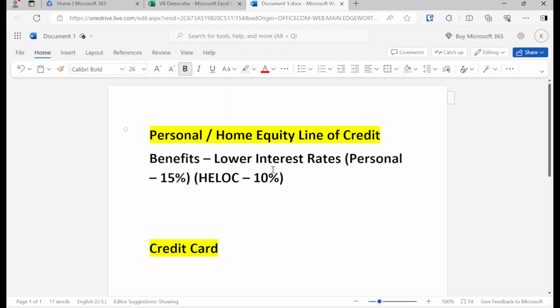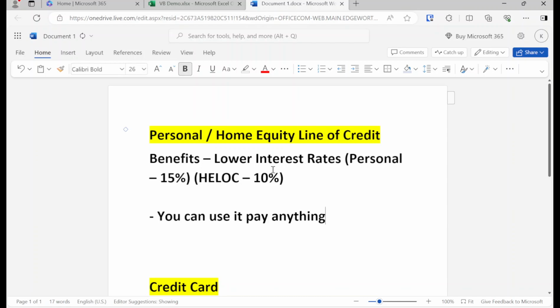So that's pretty much one of the biggest benefits. And what's an additional big benefit of having a personal or home equity line of credit? The next benefit is that you can use it to pay anything. You can use it to pay loans, and you can use it to pay the minimum payment of the home equity line of credit itself. So let's say I borrow $1,000 from one of these two lines of credit, and the minimum payment is, I don't know, $100. I could just borrow an extra $100 from that line of credit, given that there's more to borrow, and then pay it with that same line of credit.